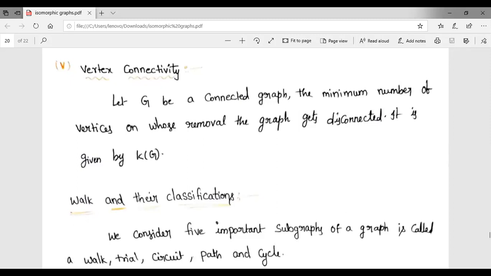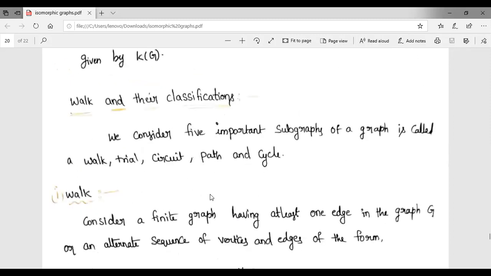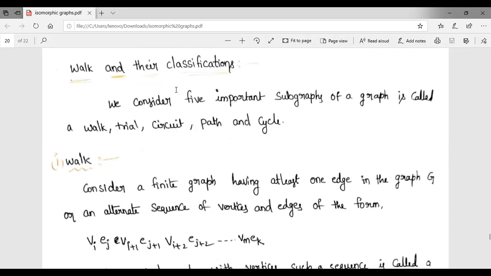Next, walk and their classifications. We consider five important subgraphs of a graph: walk, trail, circuit, path and cycle. These five are the important subgraphs of a graph.